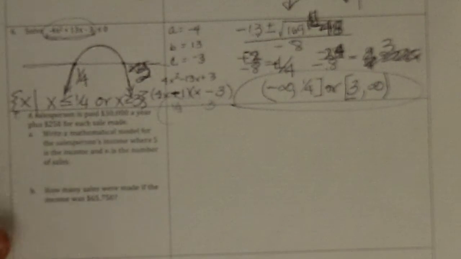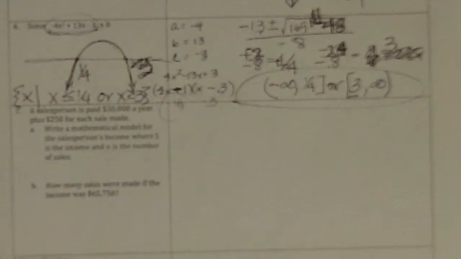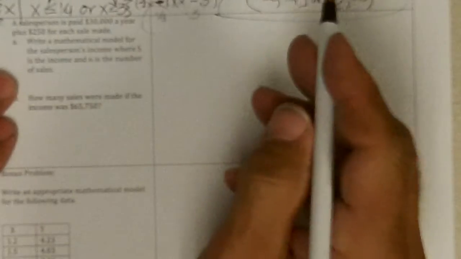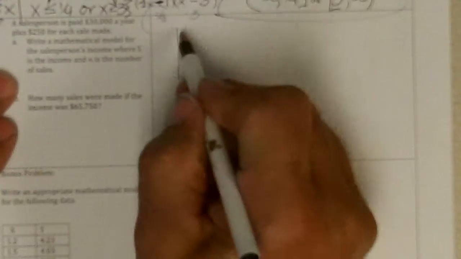That's 6. Sorry about the mistakes. All right, 7. A salesperson is paid $30,000 a year plus $250 for each sale made. Write a mathematical model. So if you were struggling with this and can't just write it straight out, you can make a couple of points.